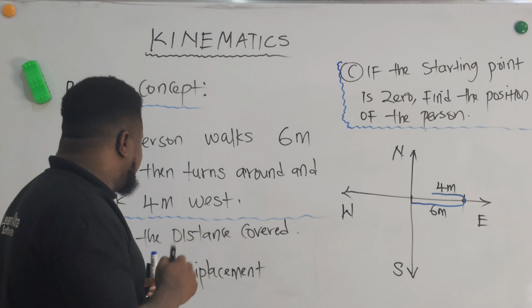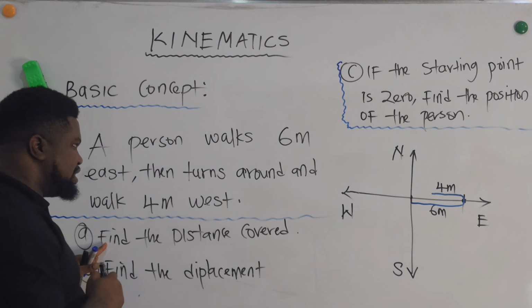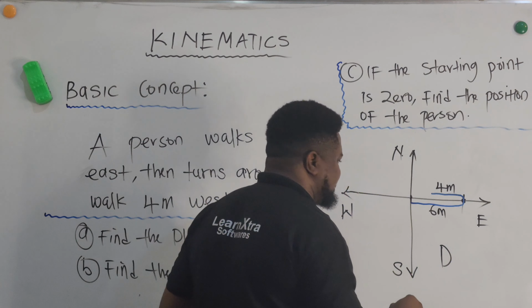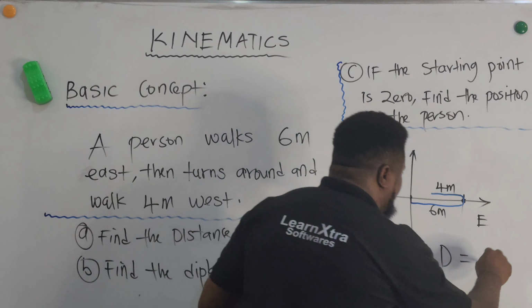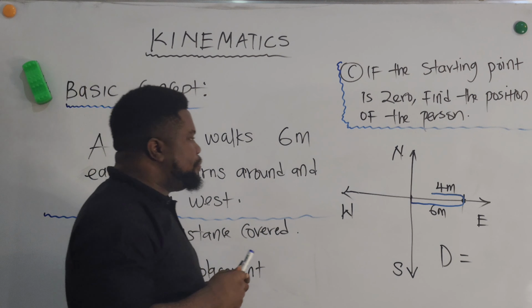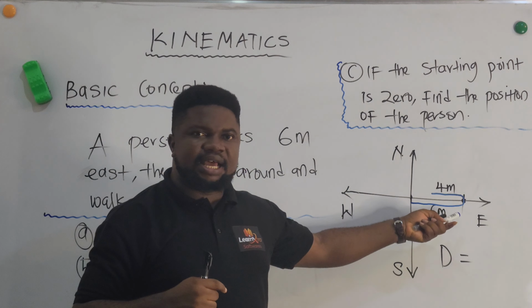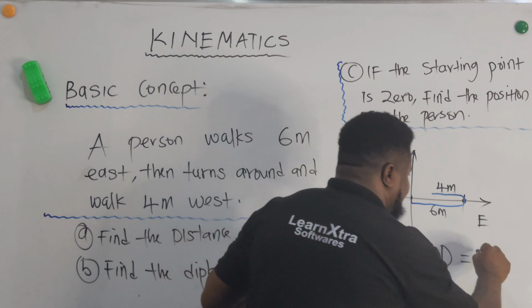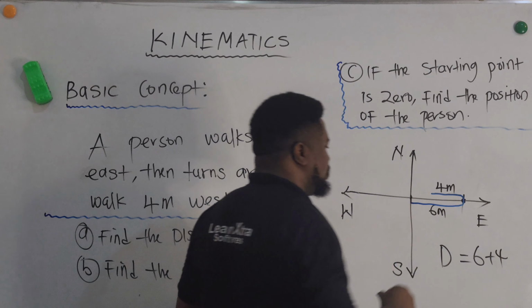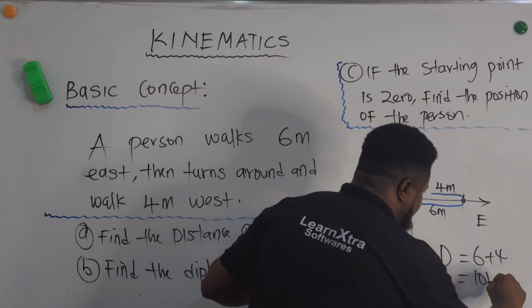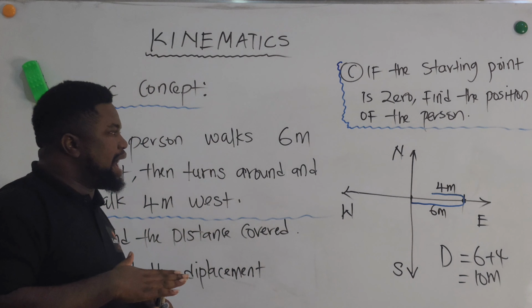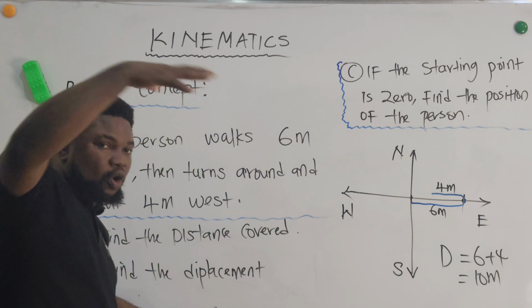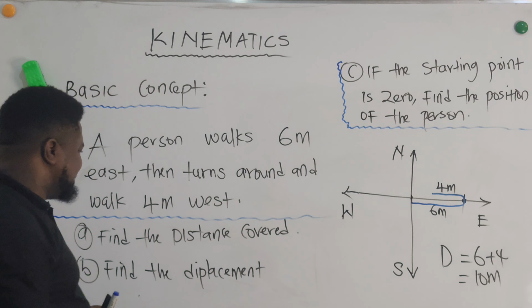You will see that the distance covered, let's use D for distance. You can still use S. Distance covered is both the one he walked towards east and the one he came back to west. So distance covered will be 6 plus 4, and that is 10 meters. Distance will add everything, the total length he covered. That is what? Distance.